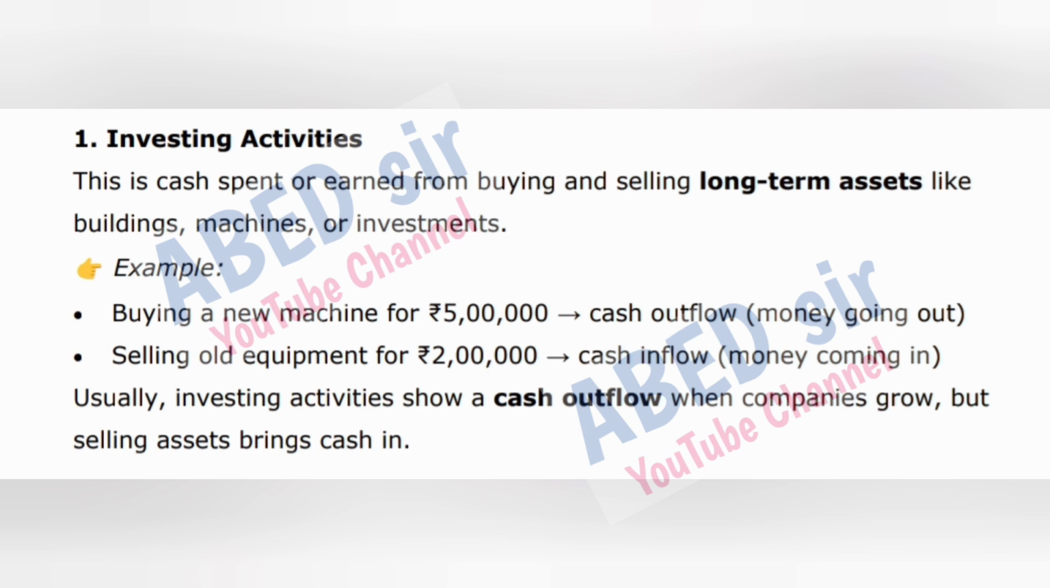Example: buying a new machine for 5 lakh rupees is a cash outflow, money going out. Selling old equipment for 2 lakh rupees is a cash inflow, money coming in. Usually, investing activities show a cash outflow when companies grow, but selling assets brings cash in.